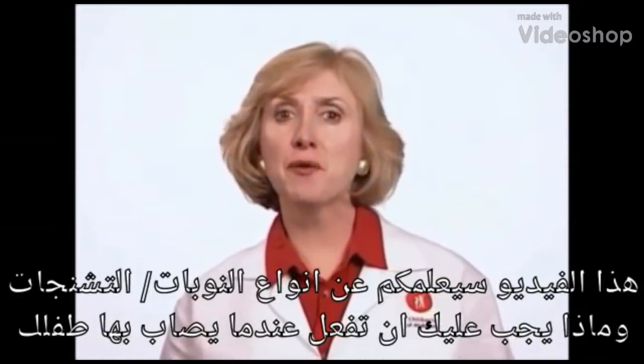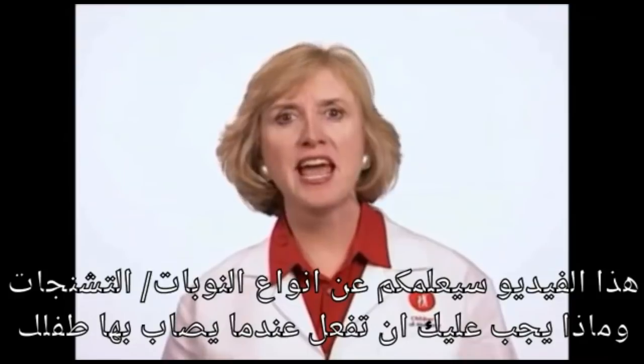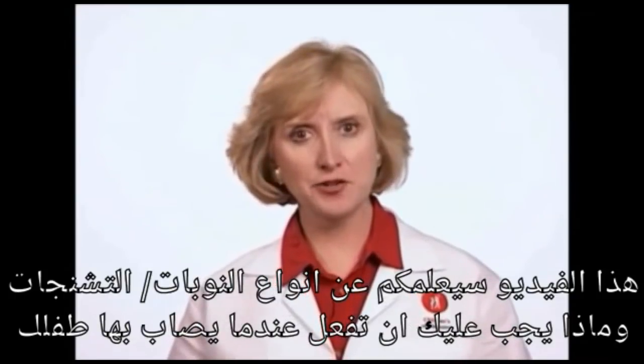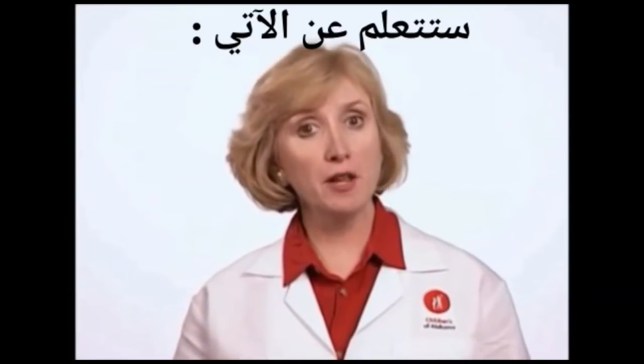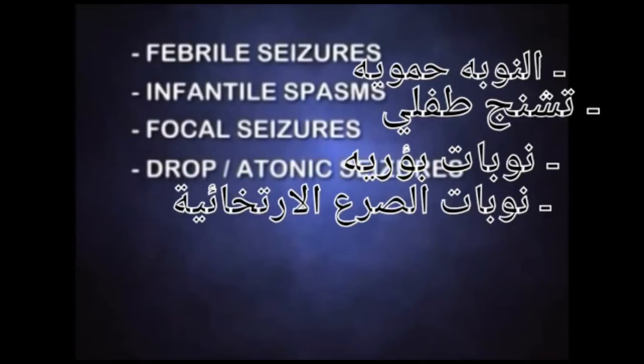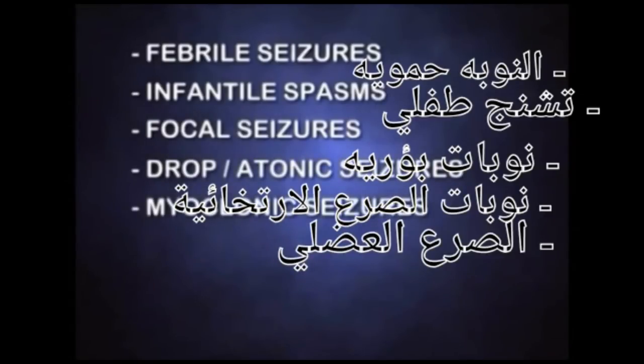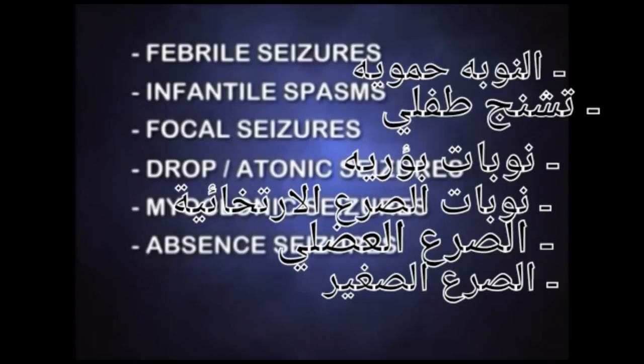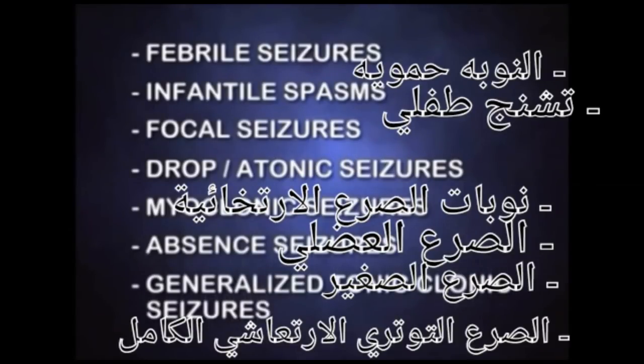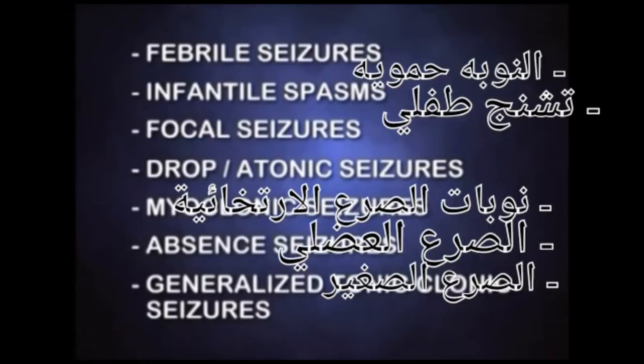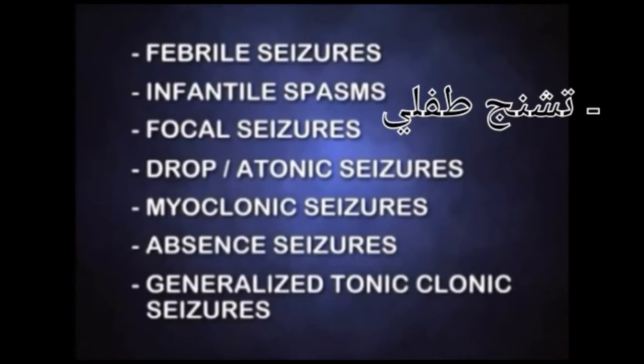This video will teach you about different types of seizures and what to do if your child has a seizure. You will learn about the following: febrile seizures, infantile spasms, focal seizures, drop or atonic seizures, myoclonic seizures, absence seizures, formerly called petit mal, and generalized tonic-clonic seizures, previously known as grand mal.